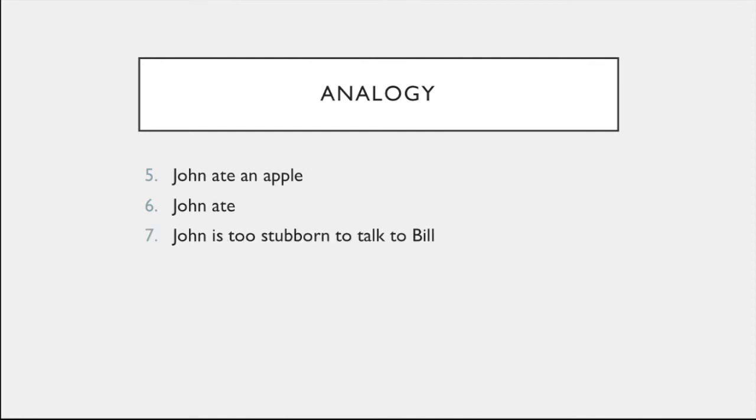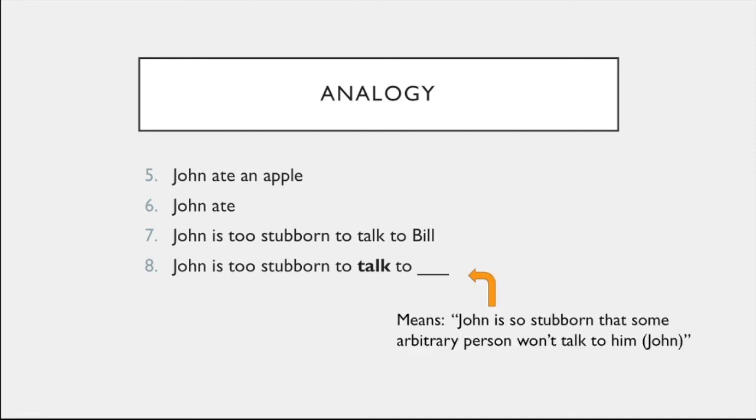Now suppose that after looking at 5 and 6, we encounter 7. John is too stubborn to talk to Bill. On the basis of pairs like 5 and 6, it could be inferred by analogy that whenever a verb takes an object and then the object is missing, the now implicit object is taken to be arbitrary in its reference. So what happens when we delete the object Bill from 7? We get 8, John is too stubborn to talk to. 8 means John is so stubborn that some arbitrary person won't talk to him, that is, John. So the missing object refers to John.